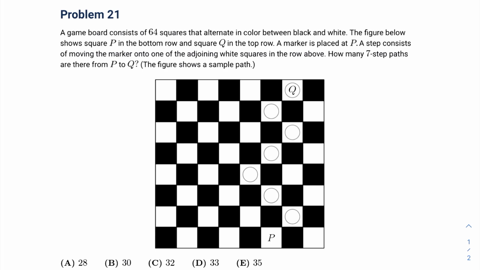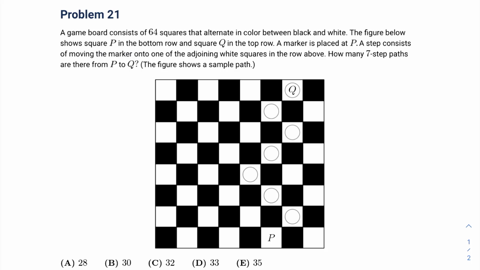A game board consists of 64 squares that alternate in color between black and white. The figure below shows square P in the bottom row and square Q in the top row. A marker is placed at P.